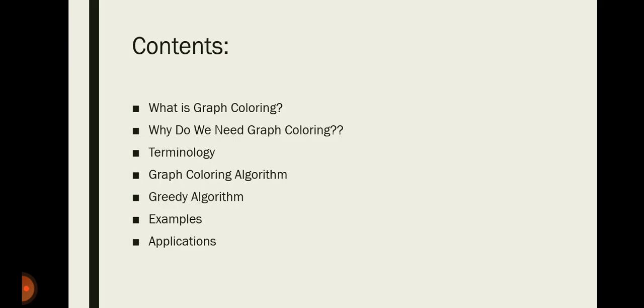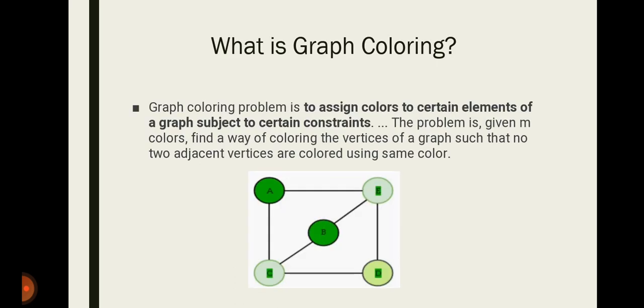Here we go. So here are the contents of graph coloring. Our first point is, what is graph coloring? Basically, graph coloring is the problem of assigning colors to certain elements of a graph subject to certain constraints. Here is the given graph picture, with vertices A, B, C and D. From the condition of graph coloring, no adjacent vertices use the same color.